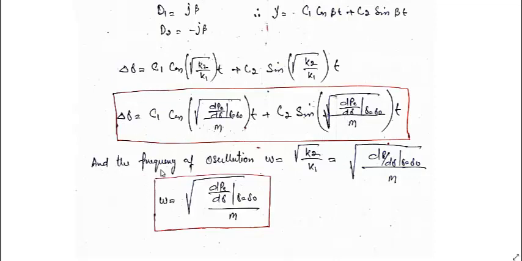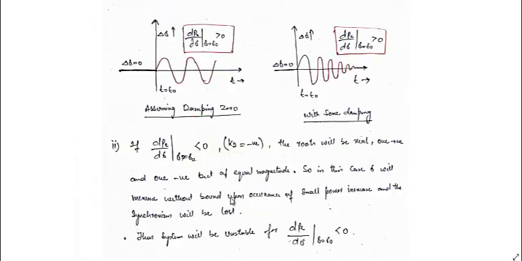So what is the frequency of oscillation? Since this is sine of omega t, this will be the frequency of oscillation, omega. You can find out this omega. So here omega will be equal to square root of k2 by k1, that is square root of del p by del delta at delta is equal to delta naught divided by m. This will be the angular frequency of oscillation. You can get the frequency by simply dividing this by 2 pi.